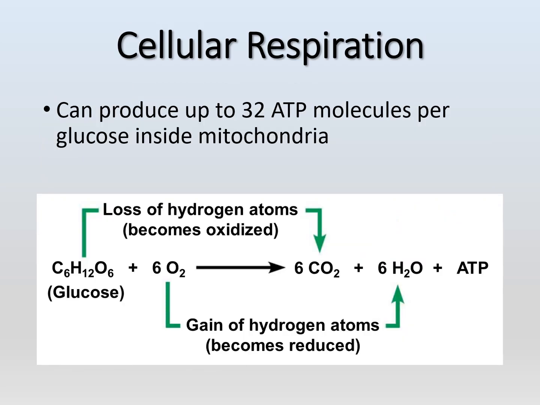So now we can actually produce up to 32 ATP molecules per glucose inside the mitochondria. Again, we'll talk about how we get all those ATP molecules, but that's quite a bit of energy per glucose molecule. And if you think about starch and cellulose and all those polysaccharides that are made up of glucose molecules, that's what we're breaking down, all those polysaccharides into glucose, so that we can use that one glucose molecule to produce energy.